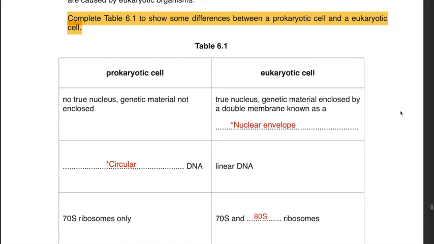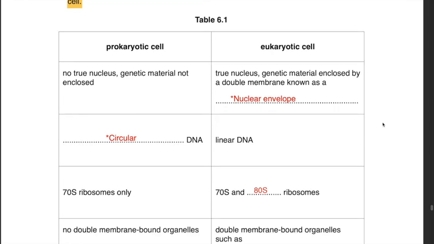Then let's look at the next row. In eukaryotic cells, they have linear DNA, whereas in prokaryotic cells, it is circular DNA. Remember that key point: circular DNA in prokaryotic cells, such as in bacteria, and linear DNA in eukaryotic cells, such as in animals.